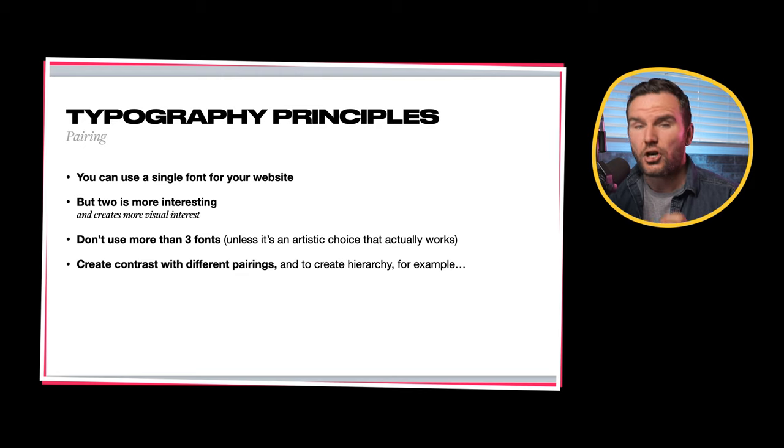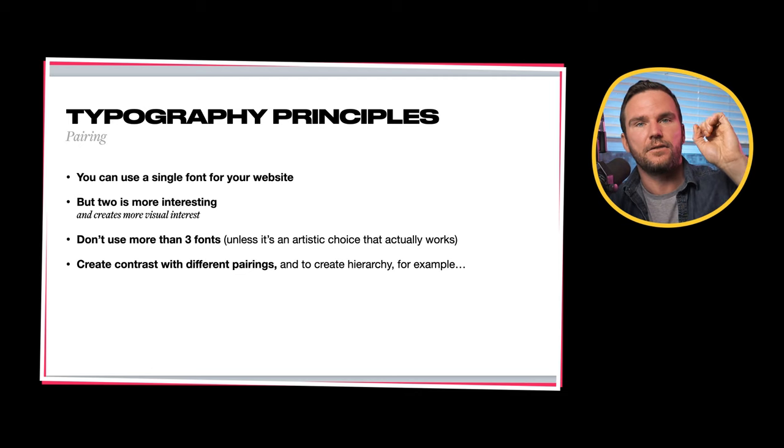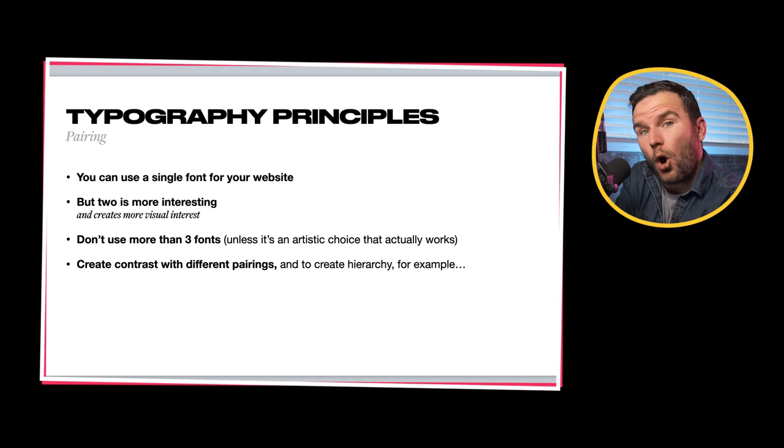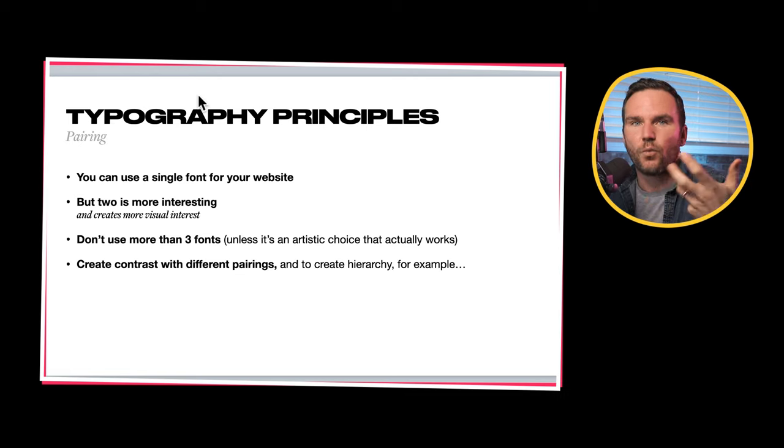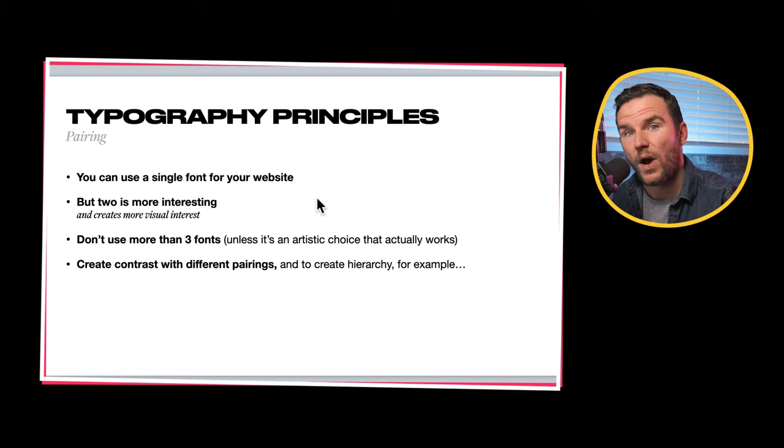Also, you can create contrast. When you pair things, you can create contrast with different pairings. So you can create hierarchy, headings, subheadings, body copy, quotes, you know, block quotes when you're quoting somebody, you know, footnotes, footers. This is hierarchy. And you can create that with different pairings of fonts, font styles, font weights. And I'll show you some examples.